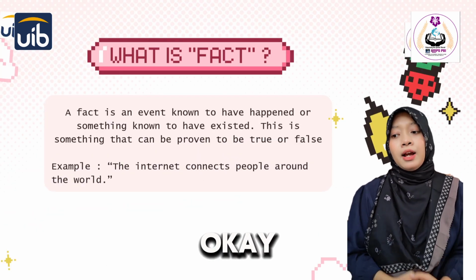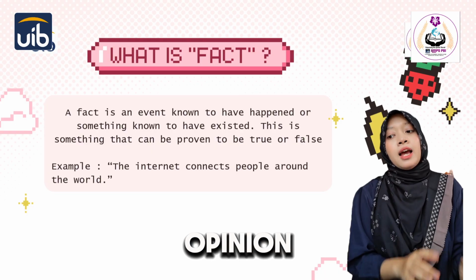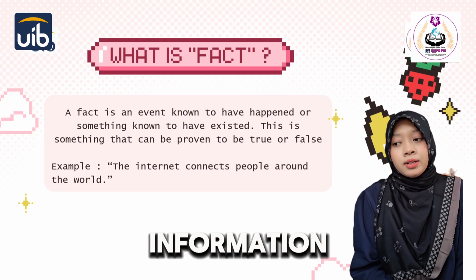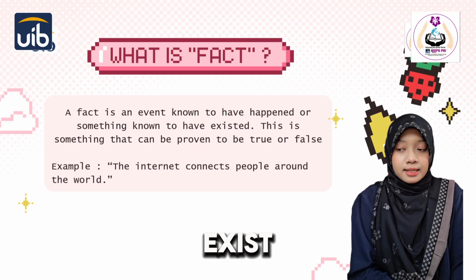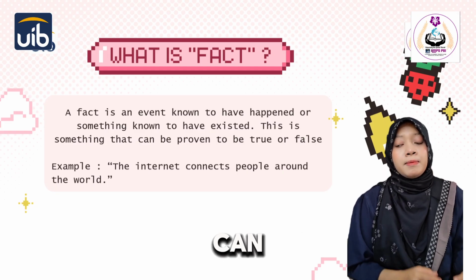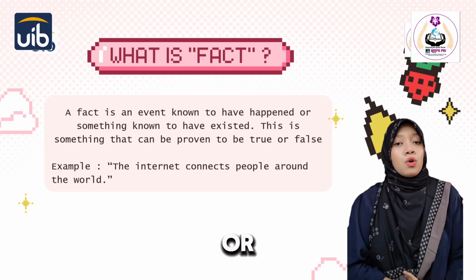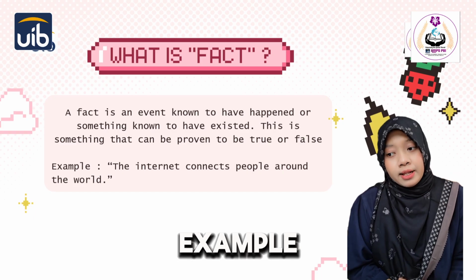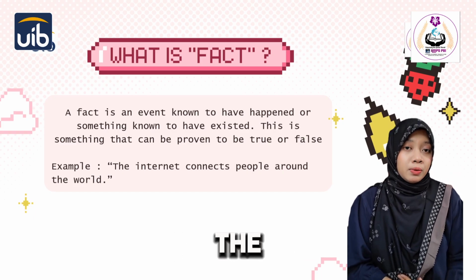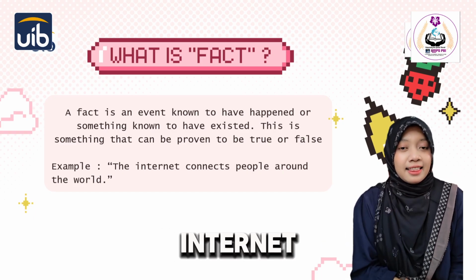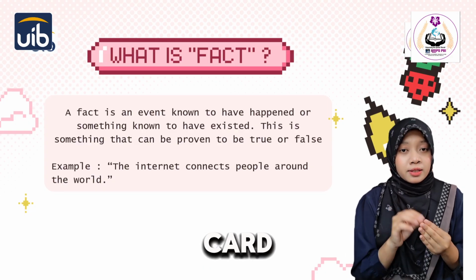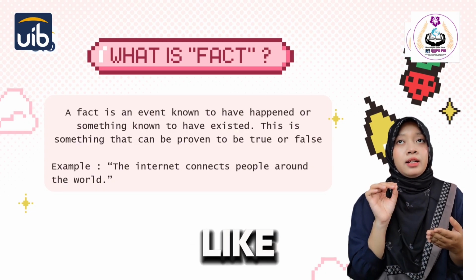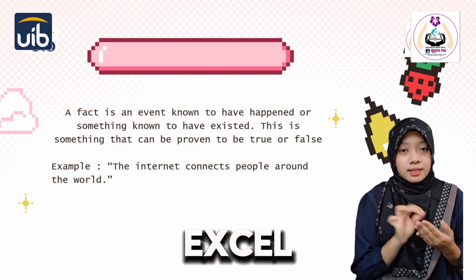Okay, we move to the identification. What is fact and opinion? A fact is an event known to have happened or something known to exist. It is something that can be proven true or false. For example, the internet connects people around the world. The internet can be Wi-Fi or your SIM card, like Telkomsel, XL.